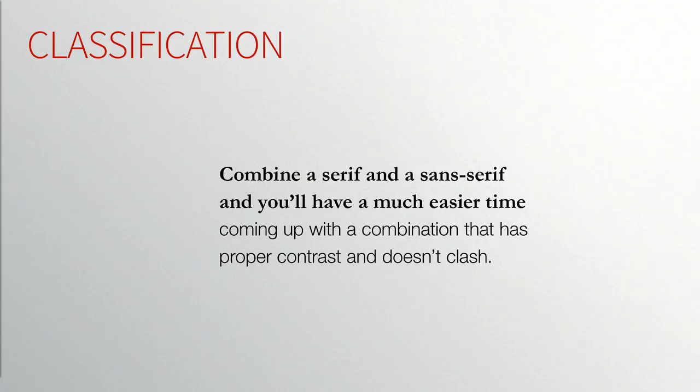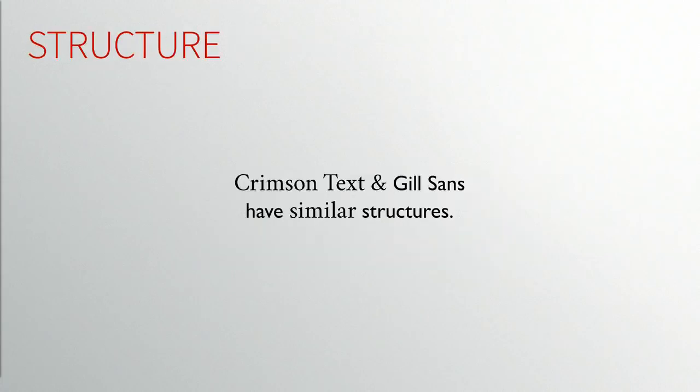All right, and then finally, structure. Here I'm talking about structure, guys. For example, we have Crimson Text and Gill Sans. They have quite similar structures in the way their letters, their glyphs, if you will, are made up. So these will work quite well together. Again, this is an example of combining a sans serif with a serif, but overall they will combine quite well.